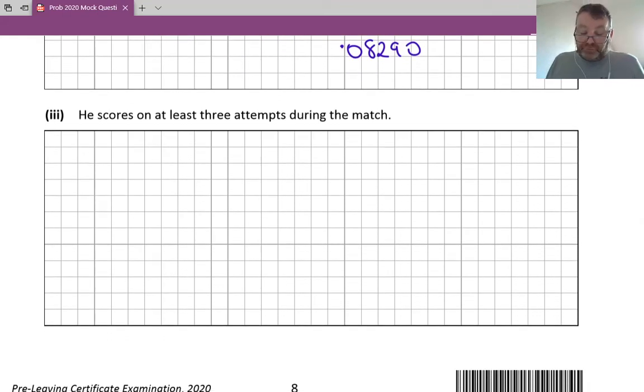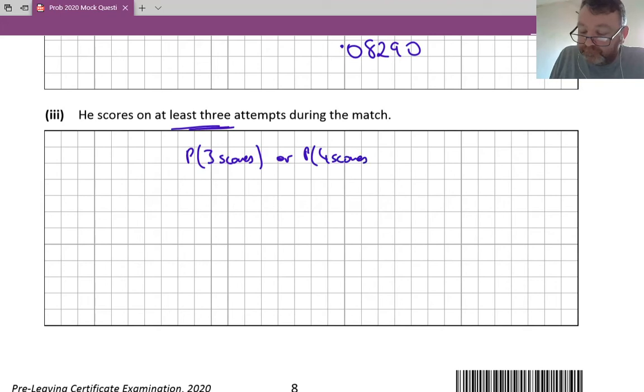Okay, part three. He scores on at least three attempts. Here we go. At least three attempts. Now, what does that mean? That means 3 scores out of 5, or 4 scores out of 5, or 5 scores out of 5. But it could also mean not no scores, not 1 score, not 2 scores. Problem? It's bang on the middle. Doesn't matter which one you take, both of them have exactly the same amount of work. So in this case here, what we can say is the following. We want the probability of 3 scores, or the probability of 4 scores, or the probability of 5 scores. All right, just work them all out.